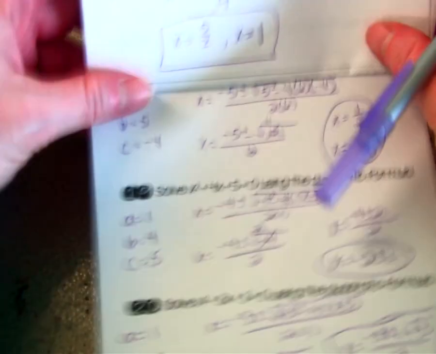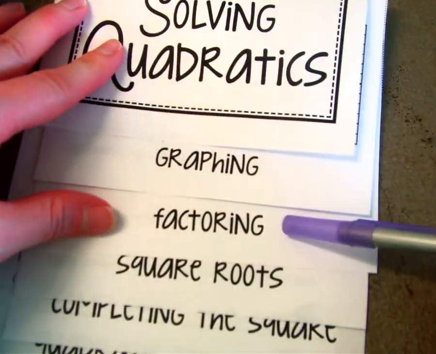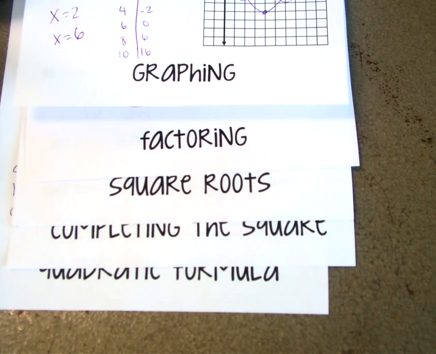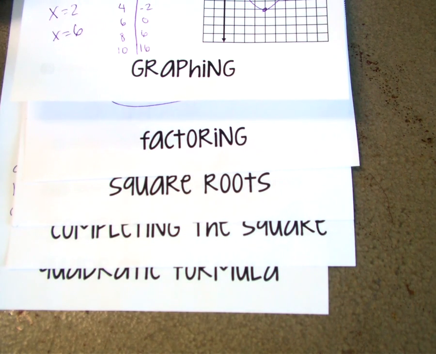So those were our types: factoring, graphing, square roots, completing the square, and quadratic formula. So make sure you staple those all together and then glue this into your math notebook.